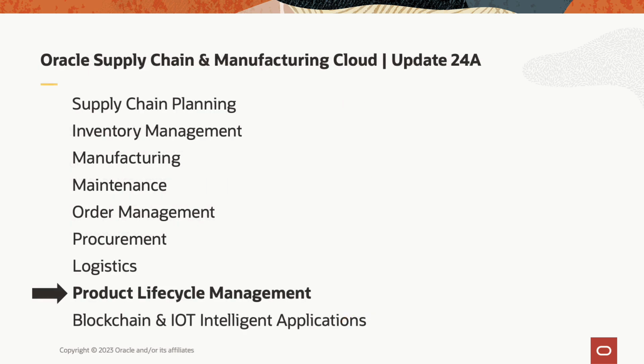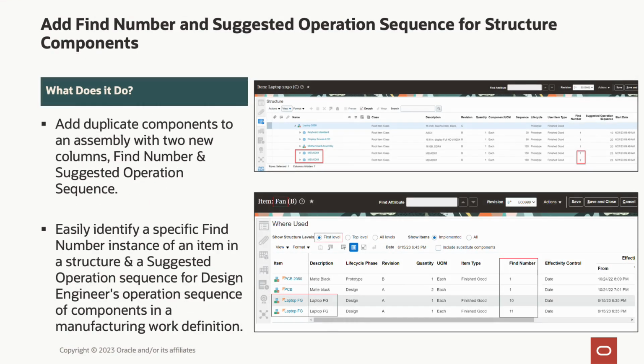Now on to PLM. The new Add Find Number and Suggested Operation Sequence for structure components enables you to add duplicate components to an assembly. Two new columns, Find Number and Suggested Operation Sequence, have been added for components in item structures. The Find Number identifies a specific instance of an item in a structure, and Suggested Operation Sequence records a design engineer's suggestion for the operation sequence of components in a manufacturing work definition.